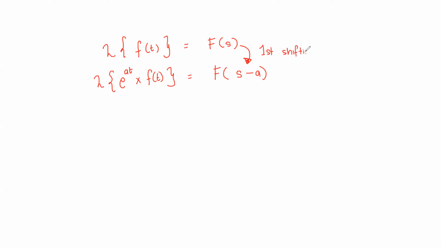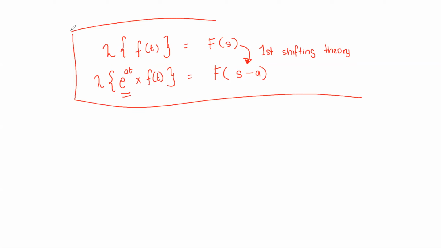In other words, if the function in the time domain is multiplied with a kernel of exponential to the power of at, the function in the spatial domain will be shifted by s minus a. So this is the first shifting theory of Laplace transform. Now let's start with an example.